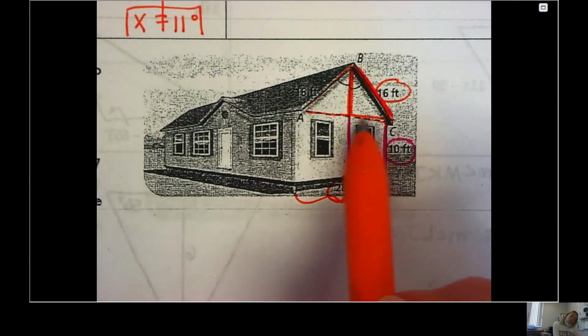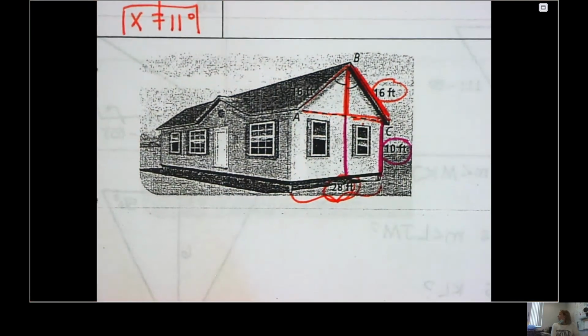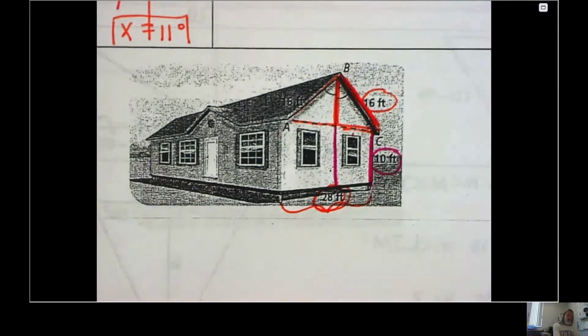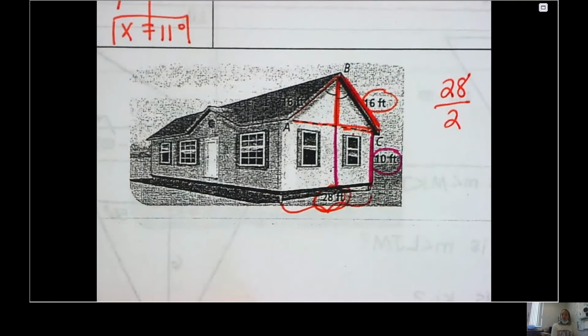What if I just wanted one piece of it, though? How would I figure that out? Yeah, divide it by 2. I'm going to bisect it. I'm going to cut it in half. So I'm going to take that 28 and divide it by 2. Well, what is 28 divided by 2?